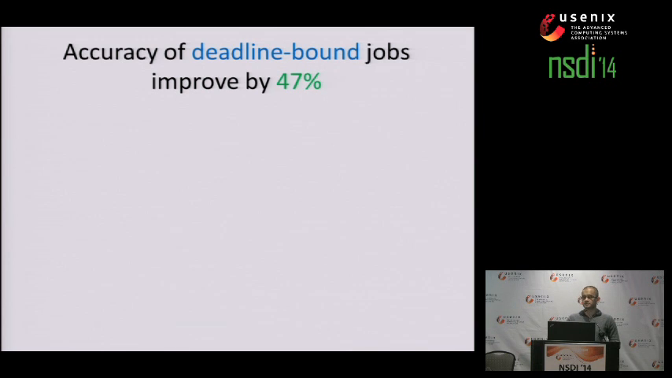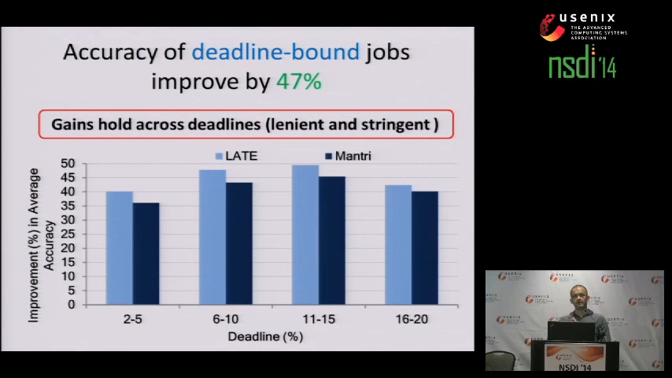First, we look at deadline bound jobs, and we see that their accuracy on an average improves by 47%. And these gains hold across all values of deadlines, both the lenient ones as well as the stringent ones. In fact, this graph here on the x-axis plots the elements that we added on top of the ideal duration. And we see that across all these values, gains vary from 35 all the way to more than 45%.